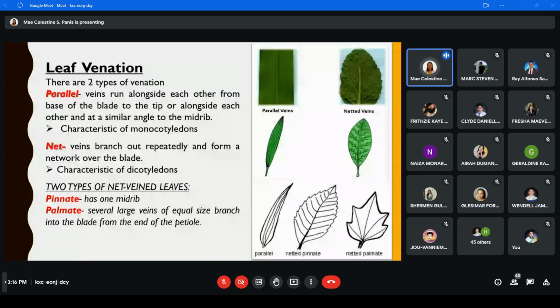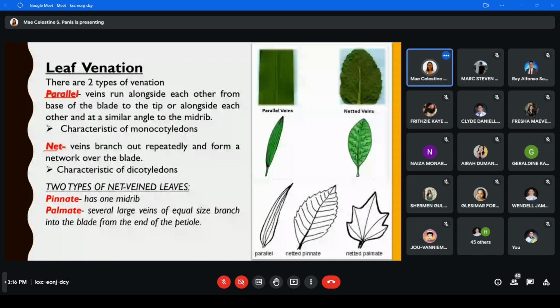So there are two types of leaf venation, the parallel and the net. When we say parallel, veins run alongside each other from the base of the blade to the tip, at the same angle to the midrib. So from the base, it is just straight. Basically, as long as it goes straight, that is the example of parallel venation in a leaf blade.